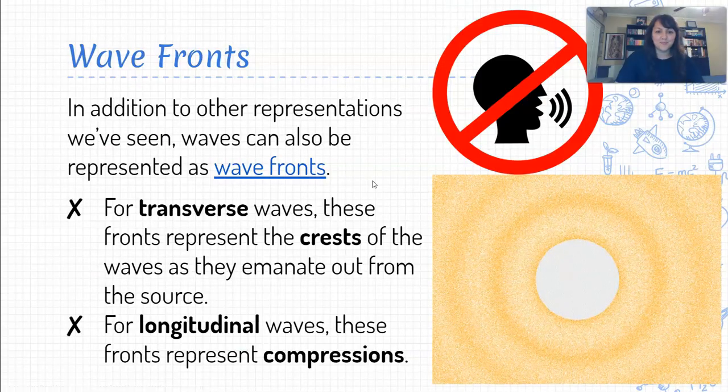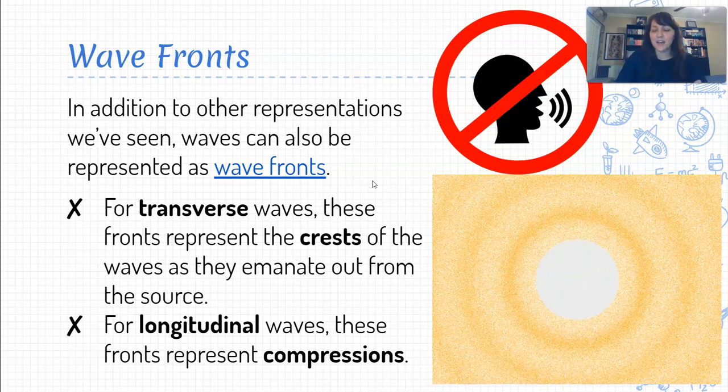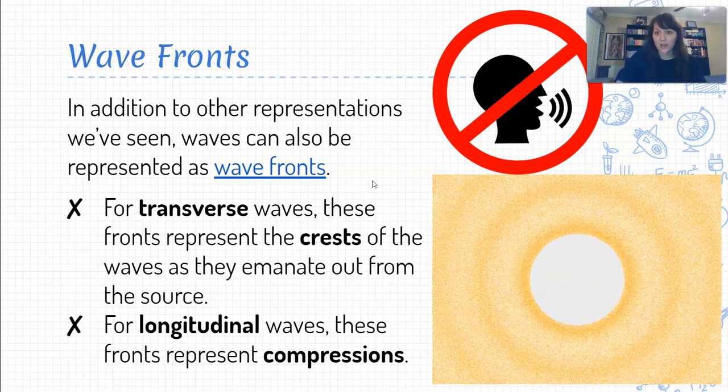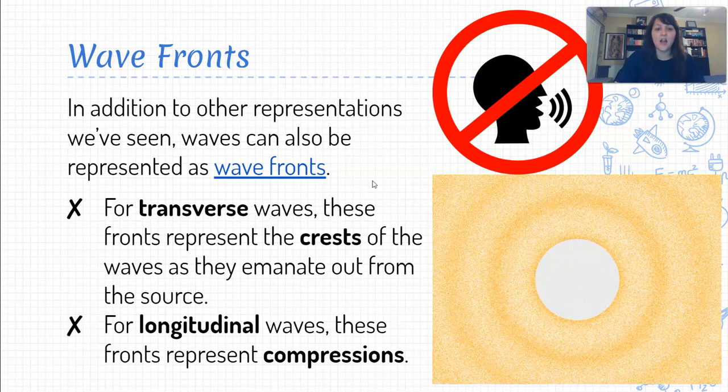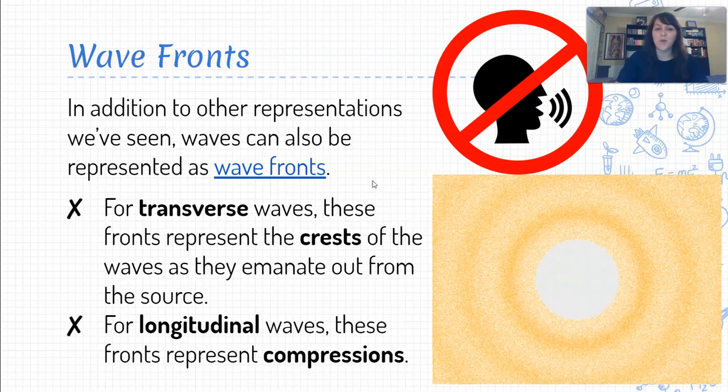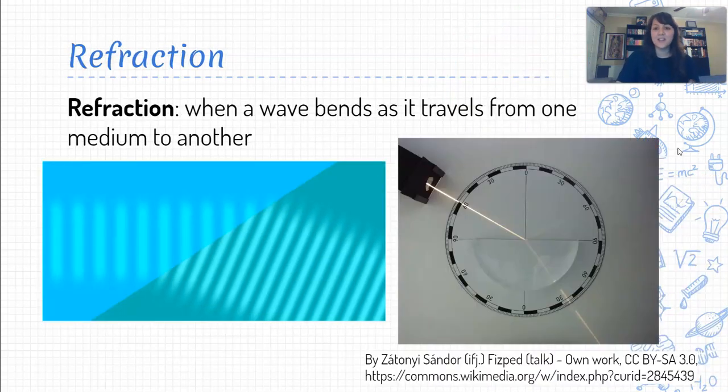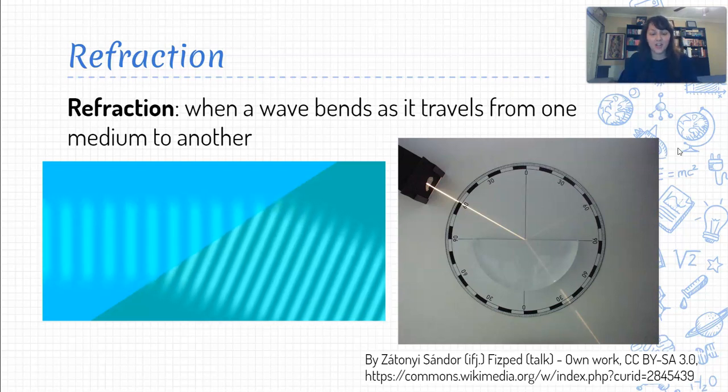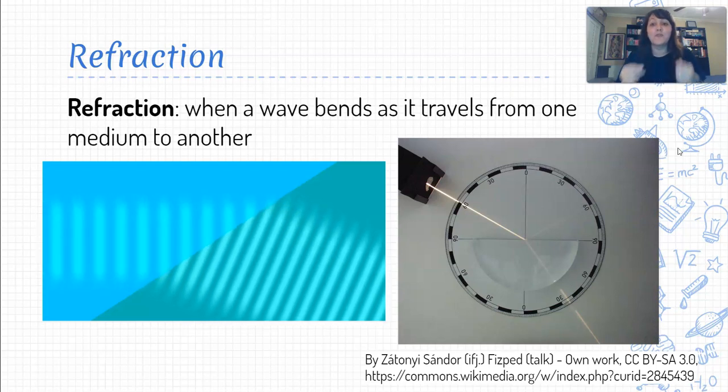Okay, cool. So now that we have that representation of waves in our toolkit here, let's talk about those three other wave behaviors. Okay, so one is called refraction, not the same as reflection, refraction.